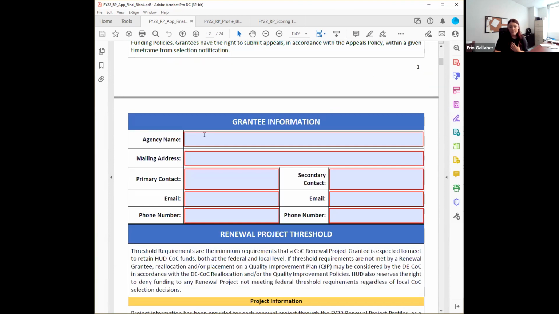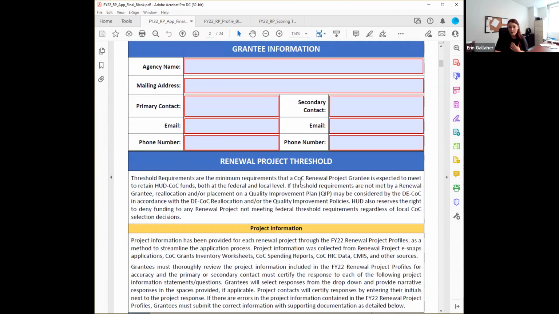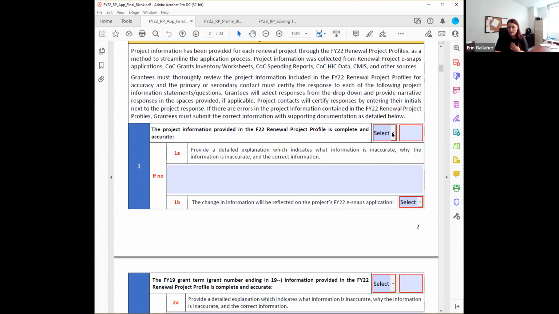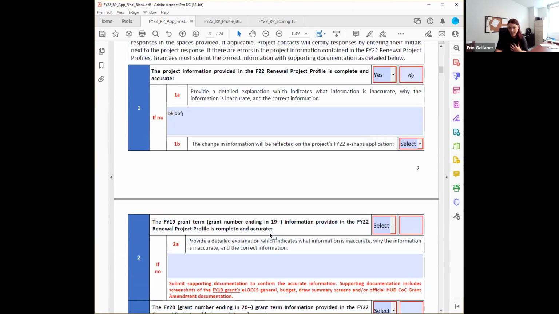Here you can see all of these are going to be what you guys will be filling out. So you will have agency name, mailing address, primary contact, email, phone number, similar to all of what has been submitted before. And then as you move through, and you guys saw this a little bit with Christy, you will have options to be able to select the yes or no. This area is where you will be able to put your initials to certify the response. And in here, this is where you guys will be able to enter your responses for the questions if they apply and if you need to. So all of them will be looking like that. And eventually you'll have a full application that's completely filled out.